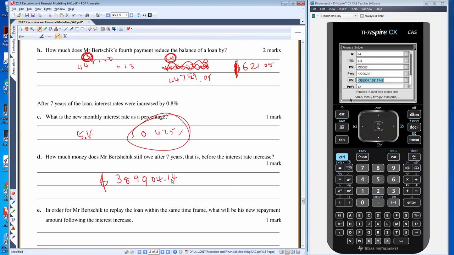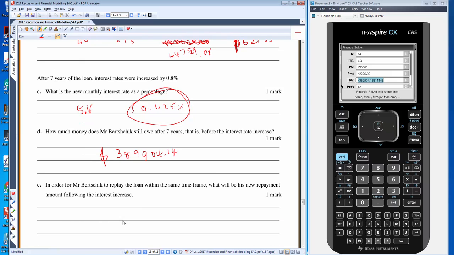Again, we accepted that, so if you used an unrounded payment, we gave you full marks and didn't deduct a rounding error. In order for Mr. Birchick to repay his loan within the same time frame, what will be his new repayment following the interest rate increase? He still owes this amount, so we round it and shift it to the present value, 389,904.14.